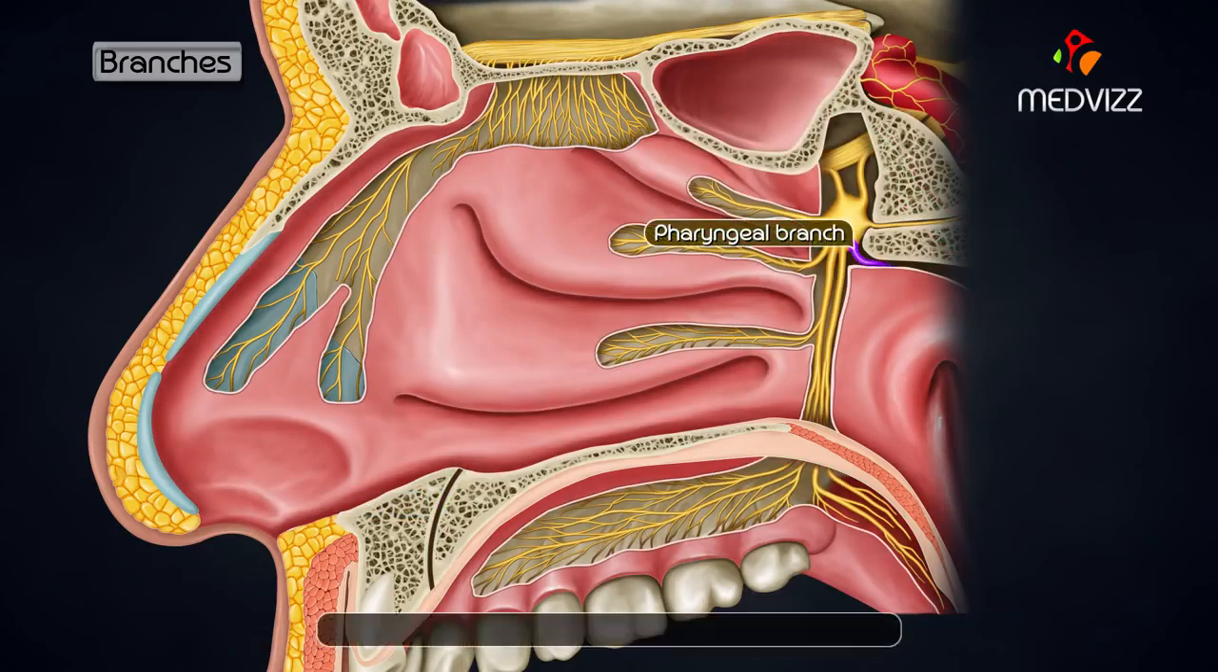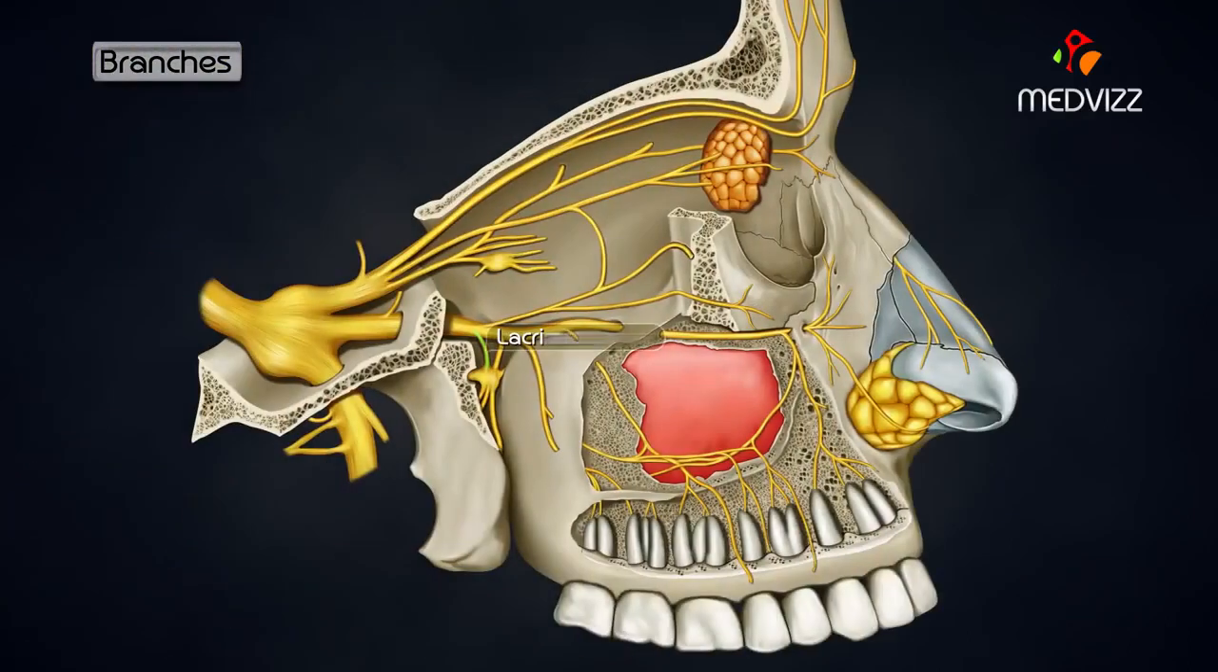The pharyngeal branch passes to the palatino-vaginal canal and supplies the part of the nasopharynx behind the auditory tube. The lacrimal branch: the postganglionic fibers pass back into the maxillary nerve to leave it through the zygomatic nerve and its zygomatico-temporal branch, a communicating branch to the lacrimal nerve to supply the secretomotor fibers to the lacrimal gland.